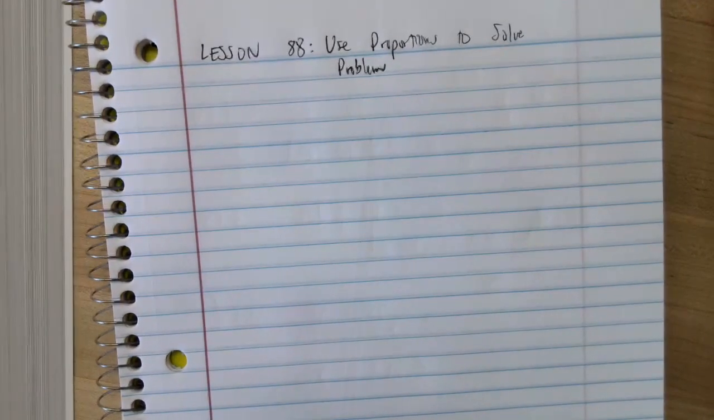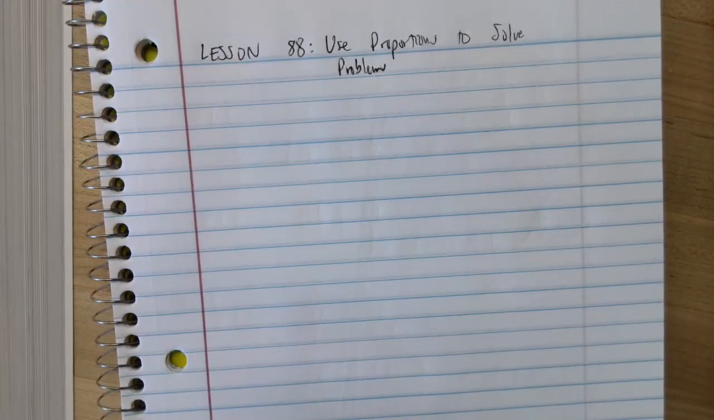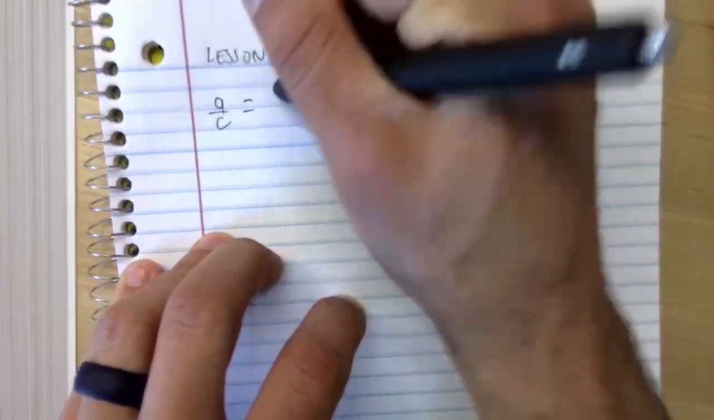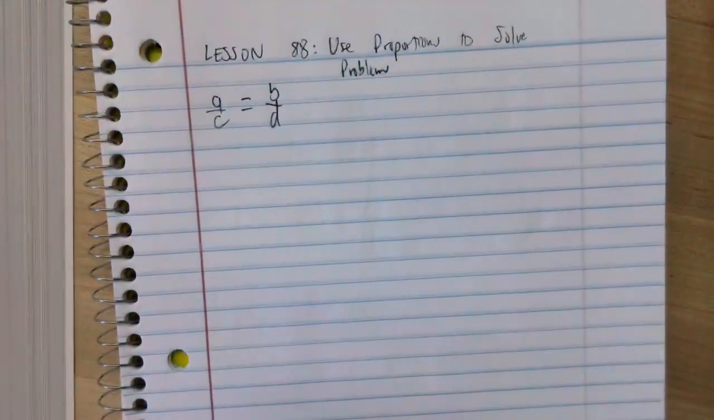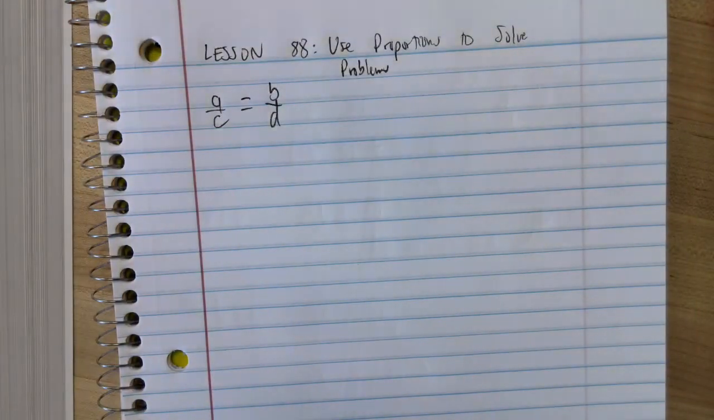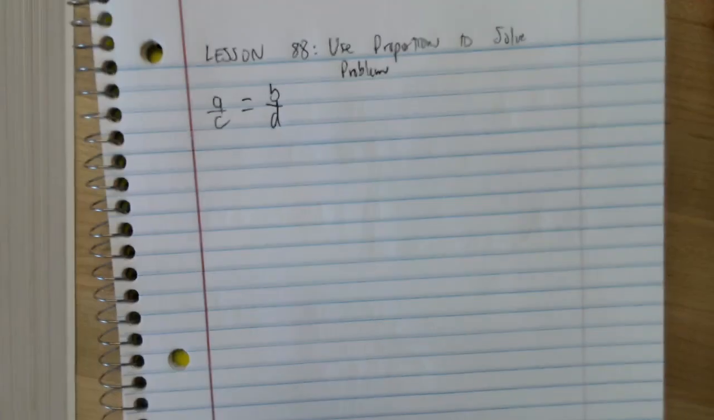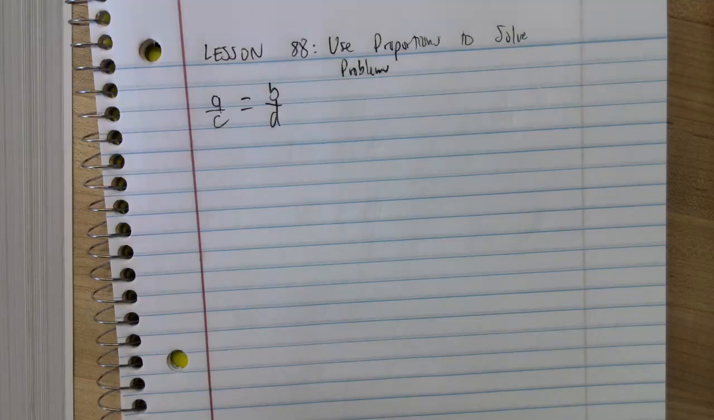Okay. Use proportions to solve problems. First off, what is a proportion? A proportion is one ratio set equal to another. But I wrote fractions because fractions are ratios, okay? So the first thing you must know is that a proportion is one fraction set equal to another fraction for the purpose of solving a problem, usually, okay?